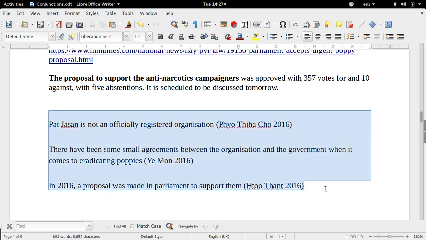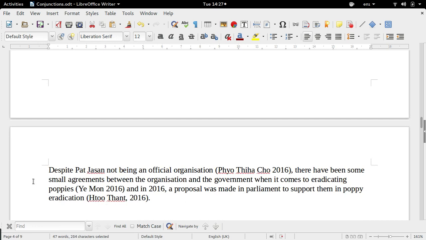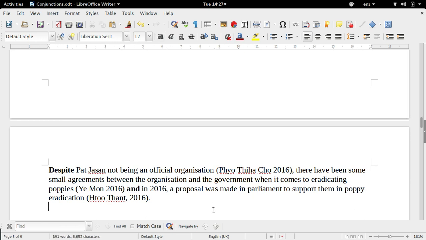This is my own words. Okay, so putting these together, we've got this one. Despite Pakistan not being an official organisation, there have been some small agreements between the organisation and the government when it comes to eradicating poppies. And in 2016, a proposal was made in Parliament to support them in poppy eradication. So you can see there, I've got three different ideas, three different citations, and I'm using the conjunction despite to show a difference and to show an additional point. Okay, so that is a good paragraph.